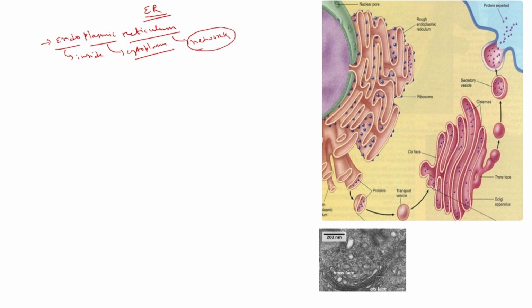Why is it called the endoplasmic reticulum? Endoplasmic reticulum. So endo means inside, plasmic means cytoplasm, and reticulum means it's a network. So that means inside the cytoplasm a network-like structure is present, and that is called the endoplasmic reticulum. Look at the structure of the endoplasmic reticulum. It is a network-like structure. So that's why it is called the endoplasmic reticulum, because it is present inside the cytoplasm.